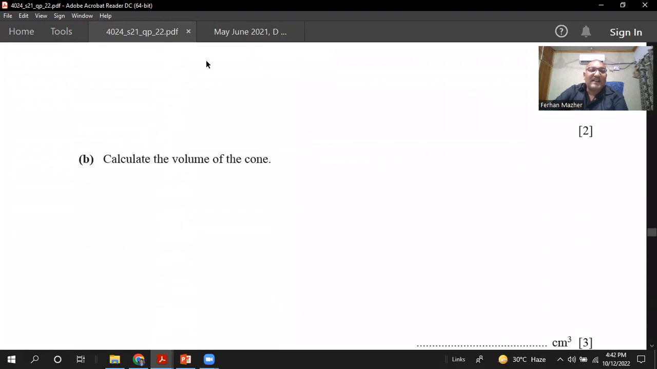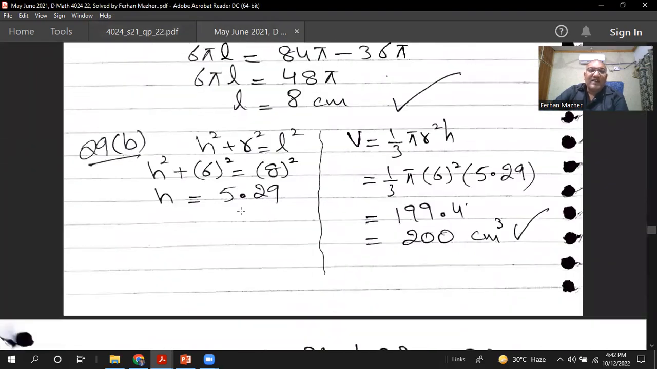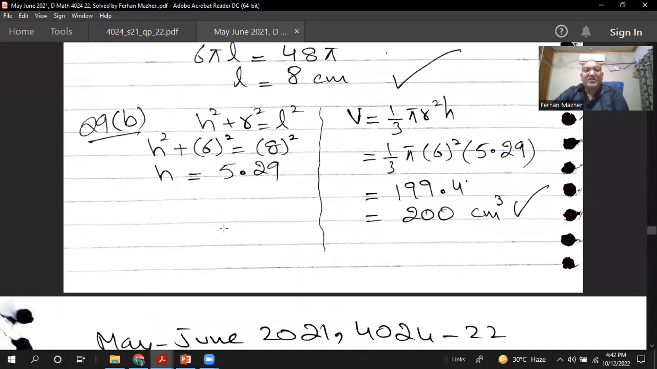Once you know the slant height and the radius, you can find the vertical height of the cone. The relationship between the vertical height, the radius and the slant height is h square plus r square equals l square. The slant height is 8, the radius is 6, and I want to know the vertical height. So h square plus 6 square equals 8 square, so 8 square minus 6 square. Whatever answer you get, you take its square root, you get 5.29. So the vertical height of the cone is 5.29.